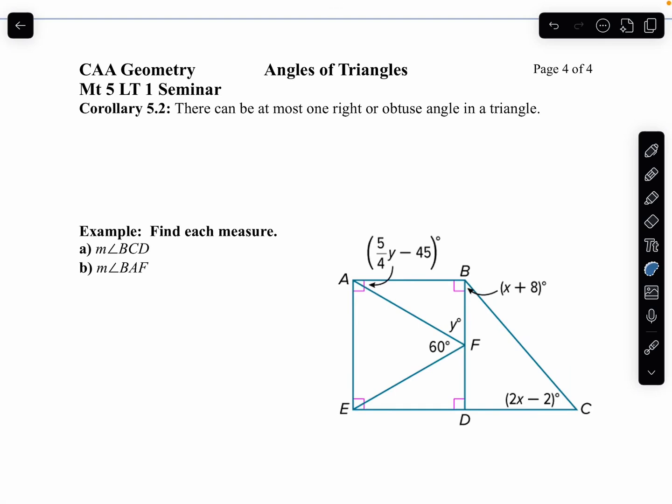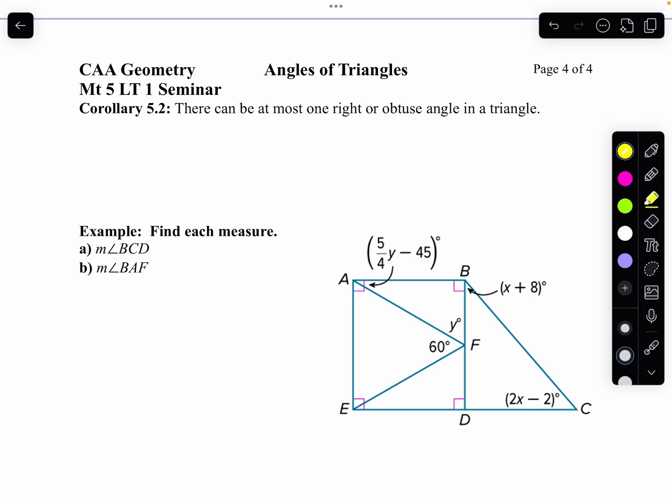You might even say our next corollary follows from our last one. So in this corollary, it says, hey, there can be at most one right or obtuse angle. So if I have a right triangle and one of the angles is right, I know the other two angles have to add to 90. What happens if I try to make this angle 90? I'd have a 0-degree angle. You can't have a 0-degree angle in a triangle because that would be a straight line. And if you made it even bigger, it would make it negative. So there can only be one of them.